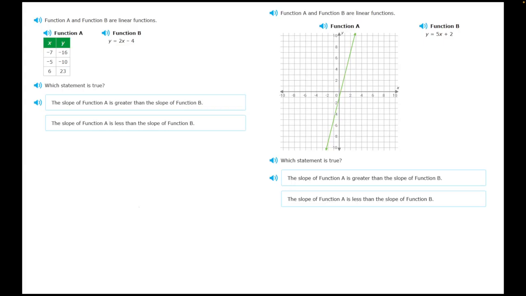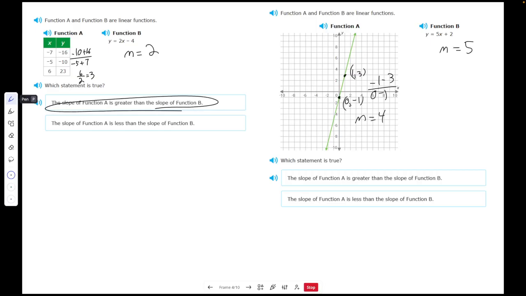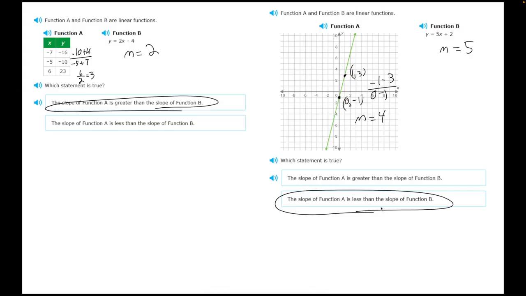Okay, now that you've had time to work these problems, let's check your answers. Here is the work. You should have ended up with function A is greater than function B for the first problem. For the second problem, you should have ended up with that the slope of function A is smaller than function B. For the graph that they gave you, again, the shortcut is you could use rise over run, but if you don't use rise over run, you need to pick coordinates and just do the slope formula like we did in the previous problems.